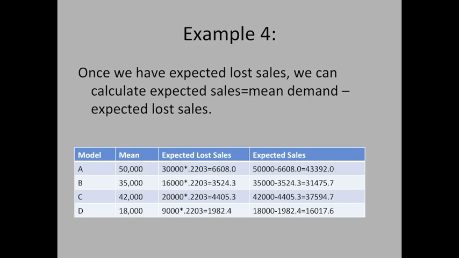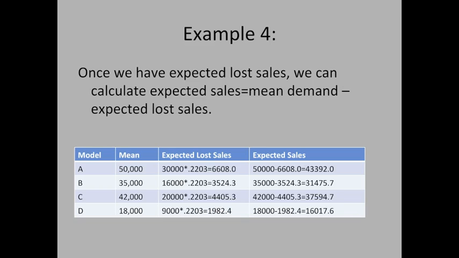From here, things start to roll downhill. From expected loss sales, we can calculate expected sales. We have our mean demand, and we have expected loss sales. Our expected sales are just going to be the mean demand minus the expected loss sales.